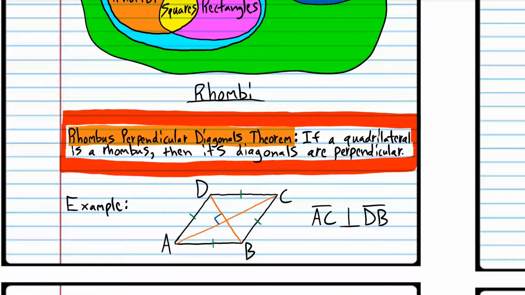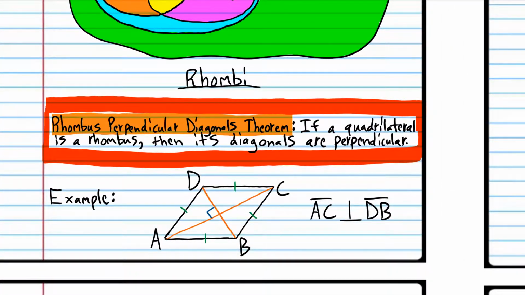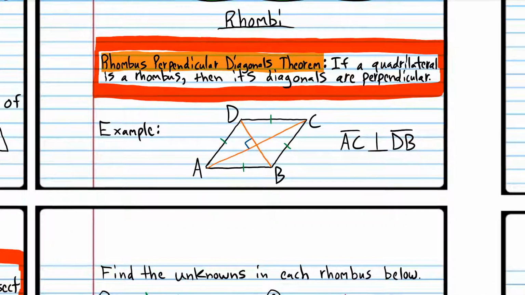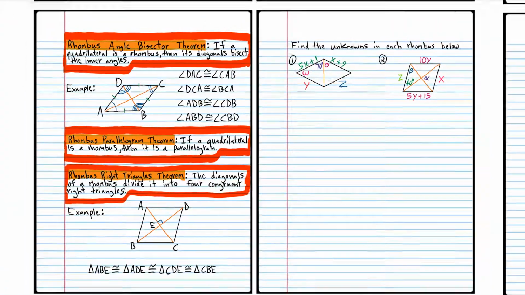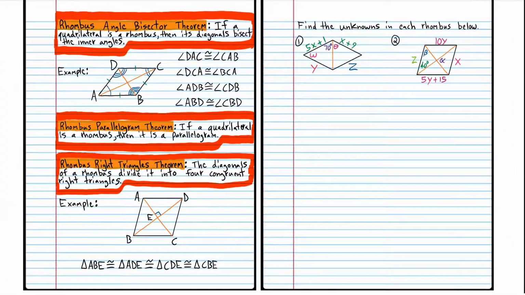We're going to start with rhombi, and we'll do the other quadrilaterals later on. Let's talk about our first theorem. The first theorem just says that the diagonals of a rhombus are perpendicular. So that's a 90-degree angle there. It's a simple theorem. I want you to get a screenshot of these theorems here.